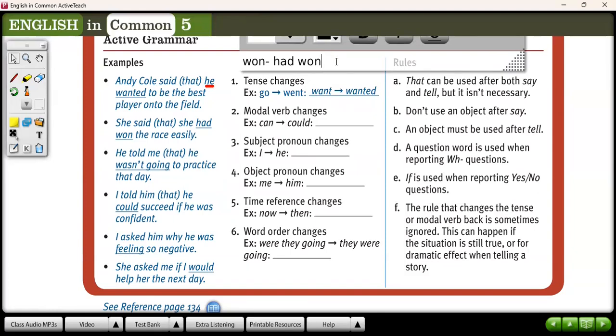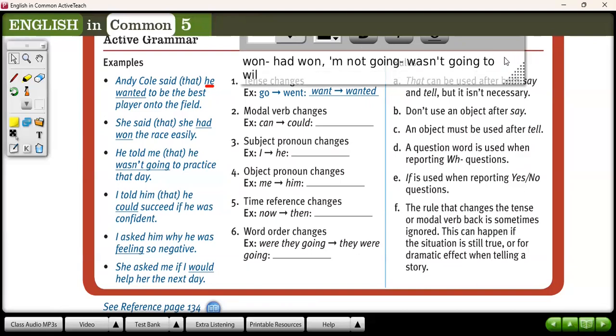Another example that we can see here is with be going to. So we saw in this statement, I'm not going to practice today. In the reported speech, we changed to the simple past. We changed it to wasn't going to. Okay?